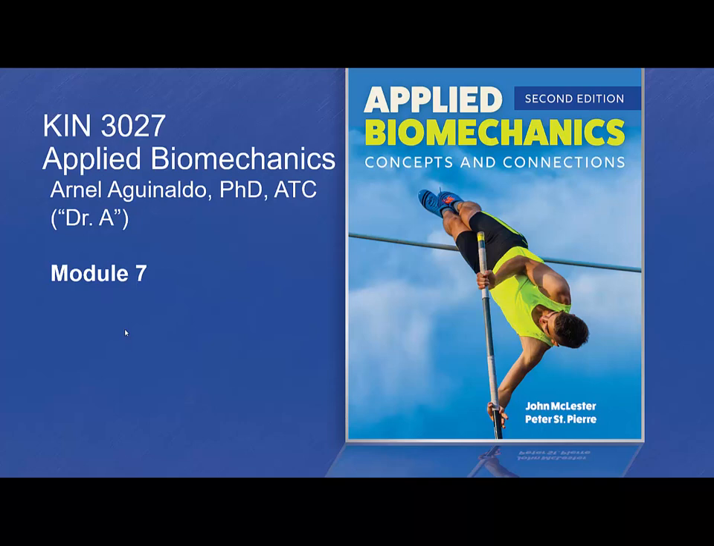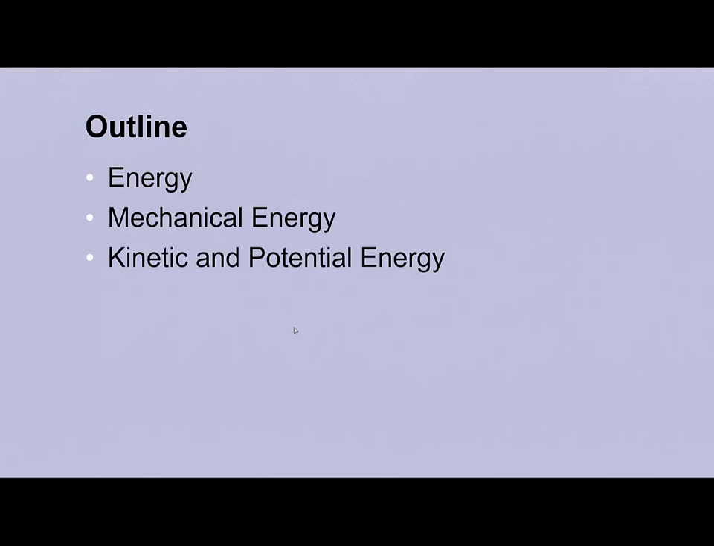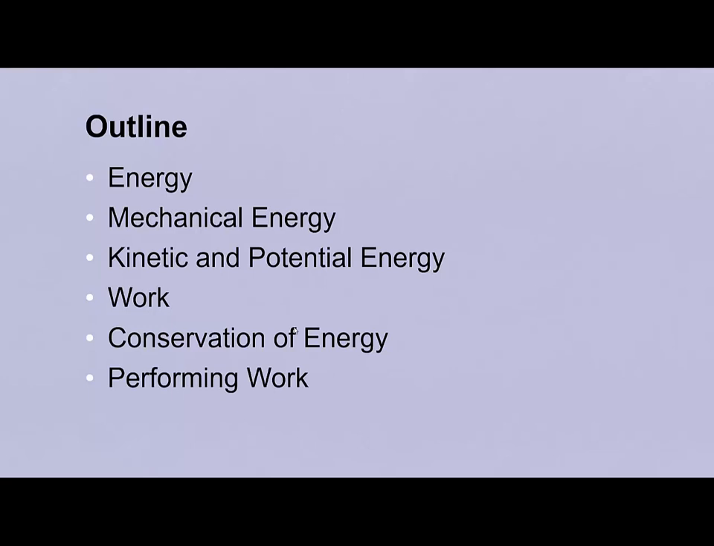So in this module, Module 7, we will be discussing energy, more specifically mechanical energy. We'll have two parts to this video lecture. The first part, we're going to cover the basic definition of energy, specifically mechanical energy, and the two types of mechanical energy, kinetic and potential energy, the change in energy as defined by work. Talk about the first law of thermodynamics and the conservation of energy and the work energy theorem. Give an example of how work is performed during landing from a jump, and then cover real briefly the mechanical efficiency and economy of human movement.